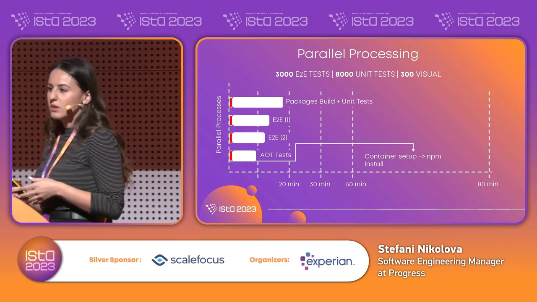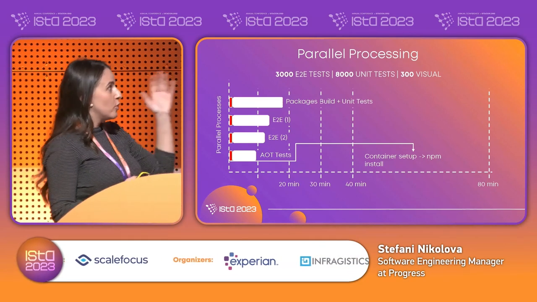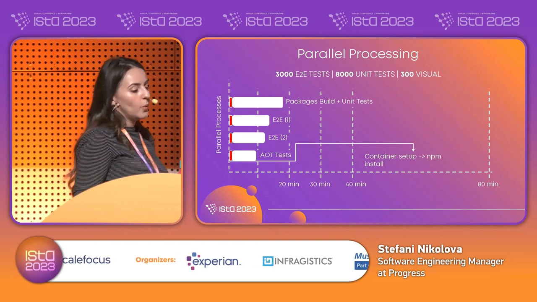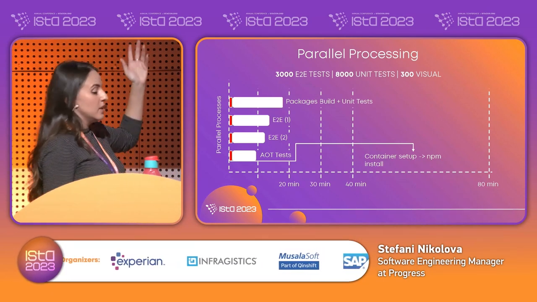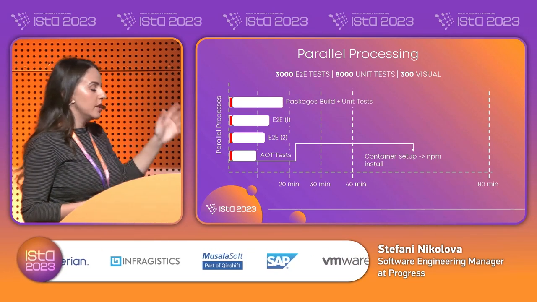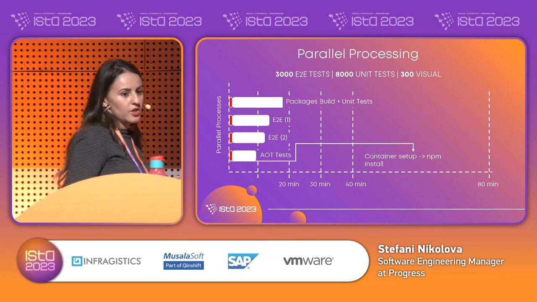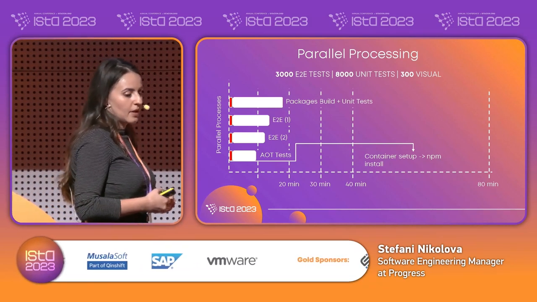That took about a minute and a half, 2 minutes, which wasn't that bad, and compared to the overall reduction that we got, we could live with that. Because the end-to-end tests don't need to wait for the packages to be built, they just need a running sample application, right? And they could easily be run separately.